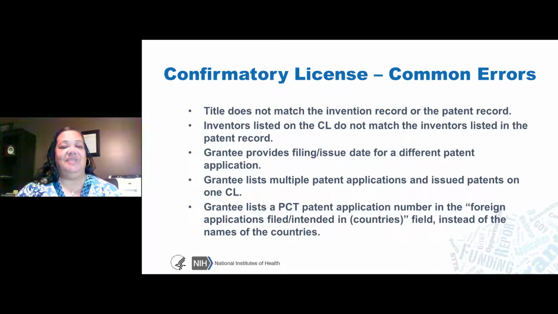Confirmatory license common errors. Title does not match the invention record or the patent record. Inventors listed on the CL do not match the inventors listed in the patent record. The grantee provides filing or issue dates for a different patent application, or the grantee lists multiple patent applications and issued patents on one CL. The grantee lists a PCT patent application number in the foreign applications filed or intended in countries field instead of the names of the countries.